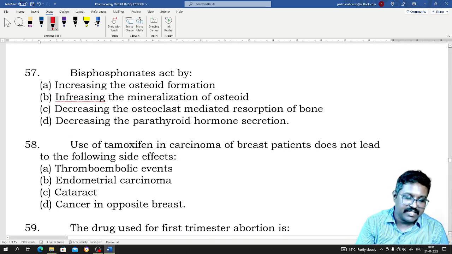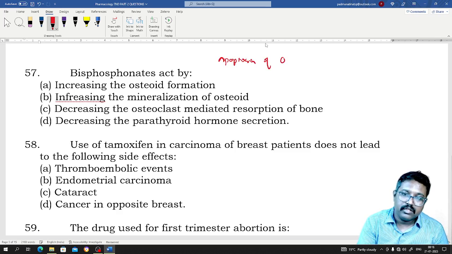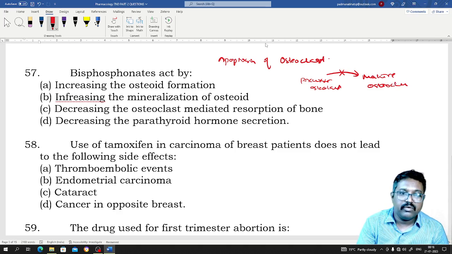So bisphosphonates act by causing apoptosis. Apoptosis of what? Apoptosis of osteoclasts. So basically bisphosphonates are going to prevent the precursor osteoclast from becoming a mature osteoclast. Thereby they are going to decrease the osteoclast mediated resorption of the bone. So, increasing the osteoid formation?